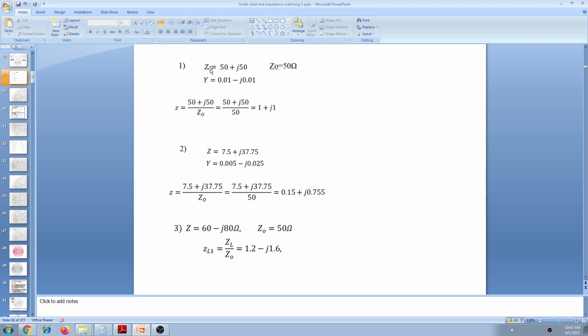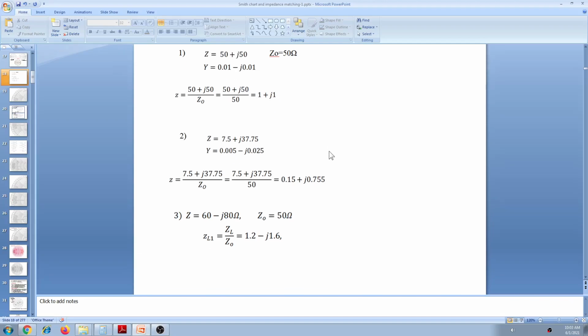For example, this is the one given here. To find the equivalent admittance from the Smith chart, we have to normalize this first, because we are using a ZY chart, which is a normalized chart. So we normalize with respect to the characteristic impedance, and that gives 1 plus 1j. Then you mark the normalized impedance on the Smith chart.